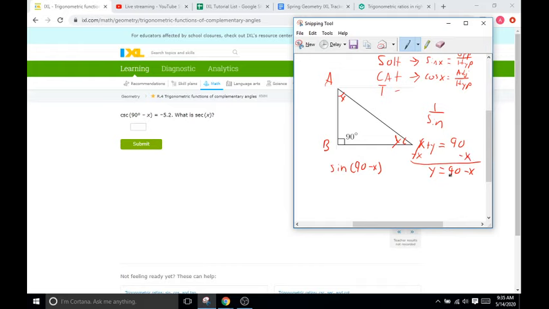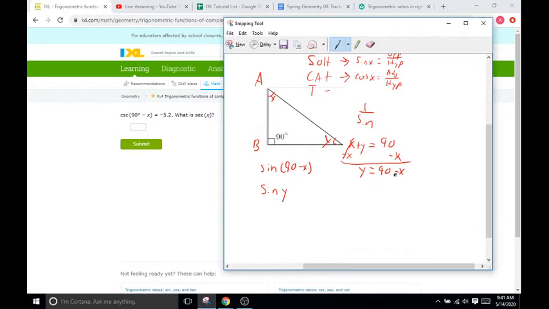Okay, so now we have our 90 minus x, 90 minus x. So writing 90 minus x is the same exact thing as writing just y. Y is going to equal 90 minus x. So sine of 90 minus x is really just saying sine of y, right? Because 90 minus x equals y.